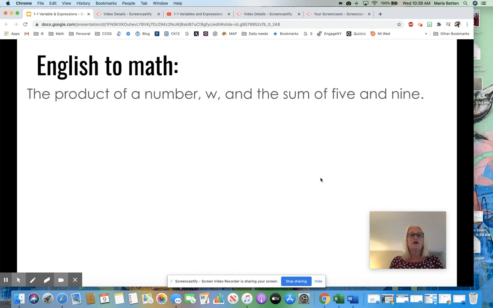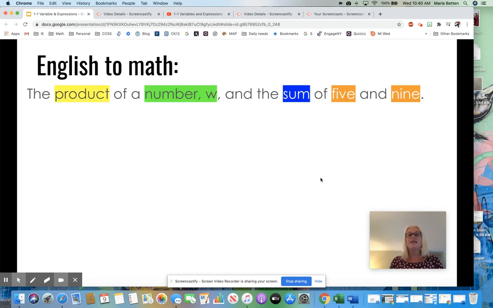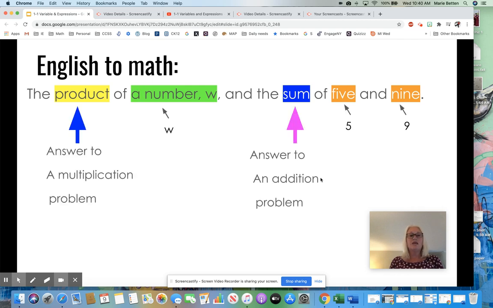Here is another one. The product of a number w and the sum of 5 and 9. Again, I like to read from beginning to end, and then I go back through and underline or highlight some of the key math elements. Product, answer to a multiplication problem. A number w, I didn't give you an option on what letter to pick. Sum, answer to an addition problem. Of 5 and 9, both are integers. Please take a moment, pause the video, literally stop the video, write your expression so we can compare answers.